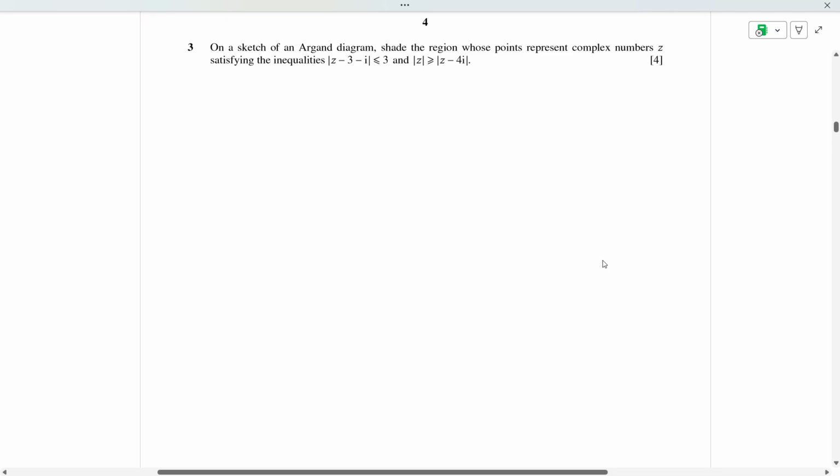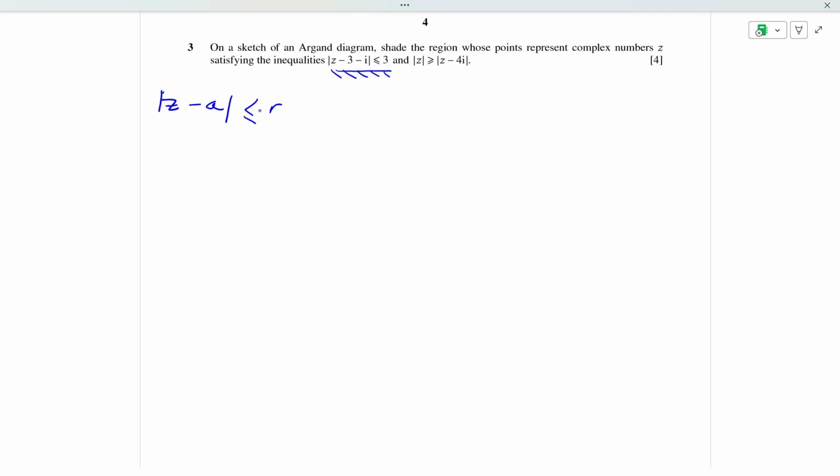Now, number 3. It says, on a sketch of an Argand diagram, shade the region whose points represent the complex number z, satisfying this inequality here, and z is greater than or equal to the modulus of z minus 4i. So the first thing that you want to do, especially for this one, is rewrite it in this form, which is the modulus of z minus a, greater than or equal to the radius. So this is going to be a circular loci. That's the first thing that you want to do.